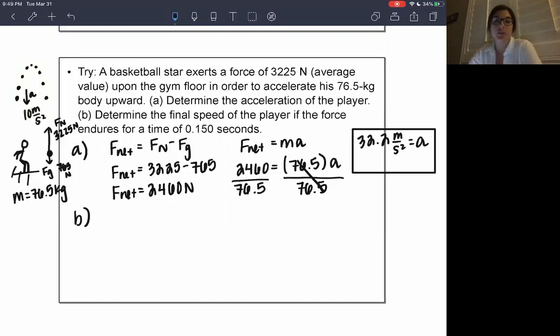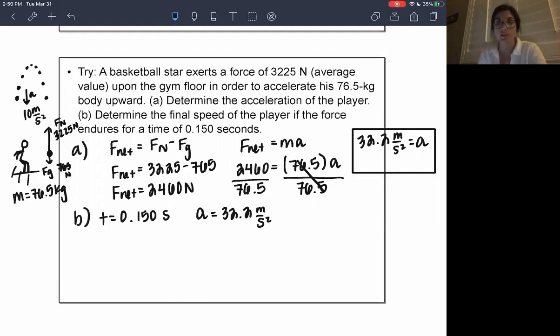So what we're going to do is determine the final speed of the player if the force endures for a time of 0.150 seconds. So they're saying, hey, he's spending 0.150 seconds pushing off of the ground. So he's spending that long accelerating himself off of the ground into the air. So I know my time and I know my acceleration. They want to know what my final velocity is going to be, or AKA, what is my change in velocity going to be? Because I know he's starting from rest.